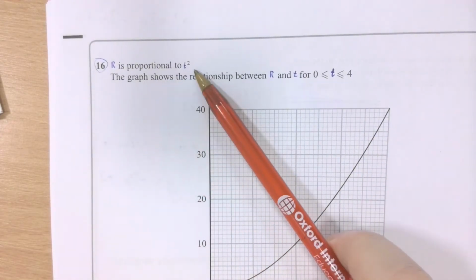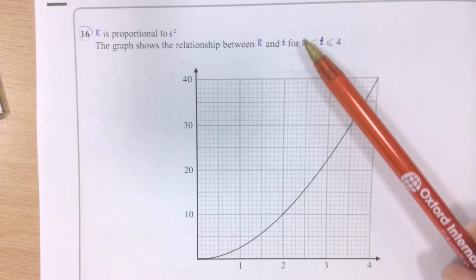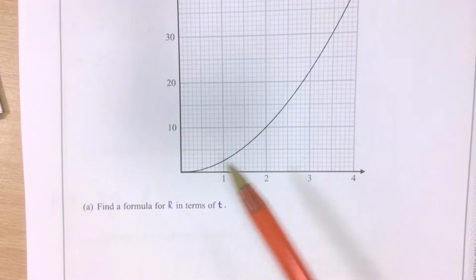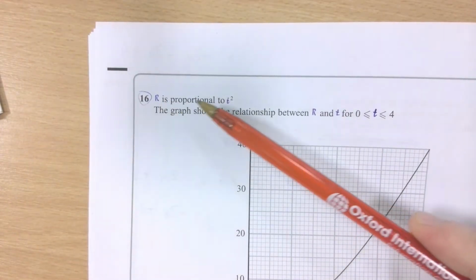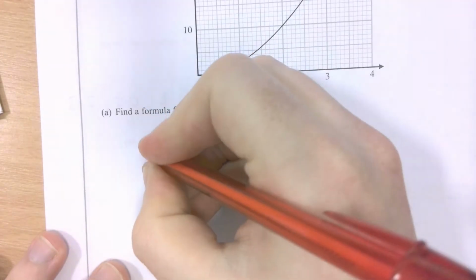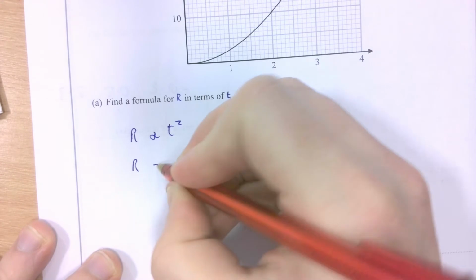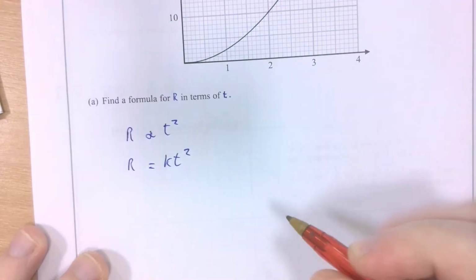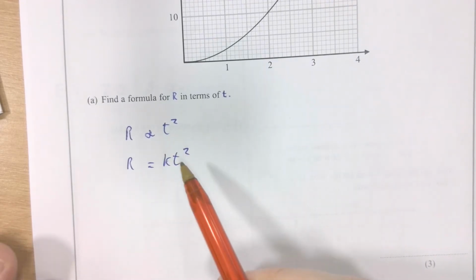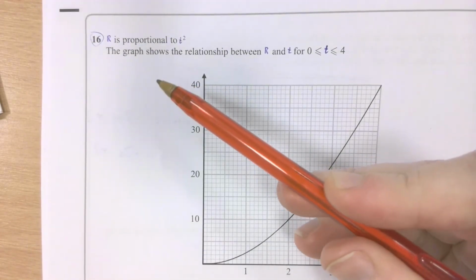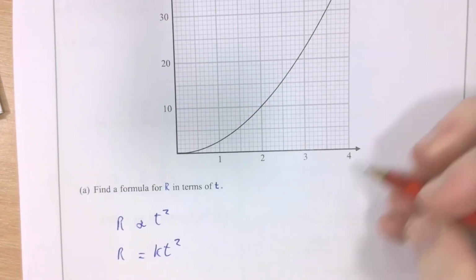R is proportional to t squared. The graph shows the relationship between r and t, for the values of t being between 0 and 4. There you go. Find a formula for r in terms of t. Because we're told r is proportional to t squared, that means r, fishy sign, t squared, or in other words, r equals k t squared. That's the basic form for equations linking directly proportional variables, okay? The fact it's t squared makes no difference.